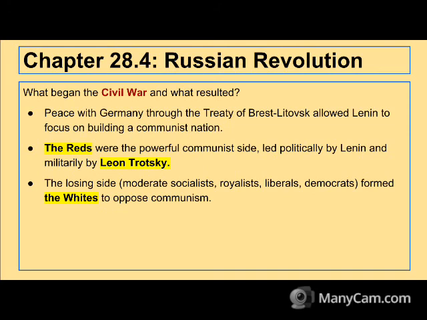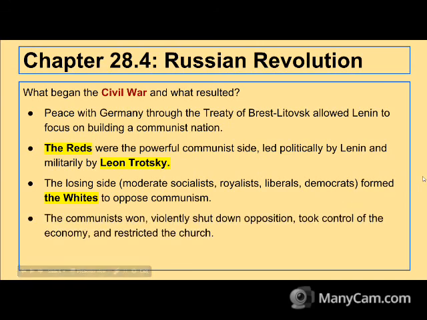The losing side is this sort of mixed bag of socialists and royalists and Republicans, and they called themselves the whites. Ultimately, they lose the Russian Civil War, possibly because they were so scattered and mixed, and the Reds, the communists, come out on top.